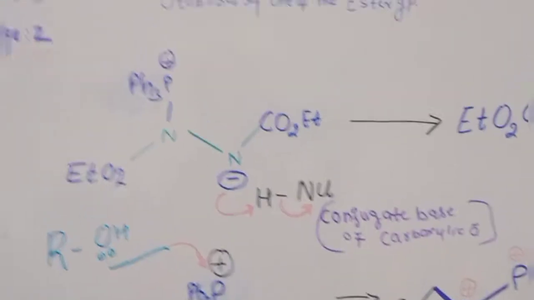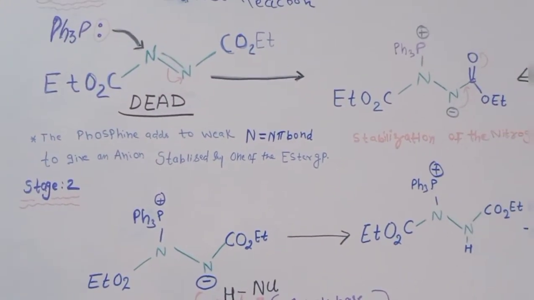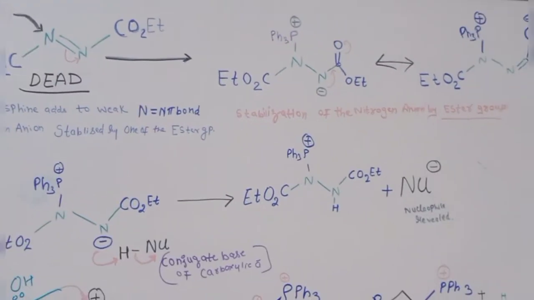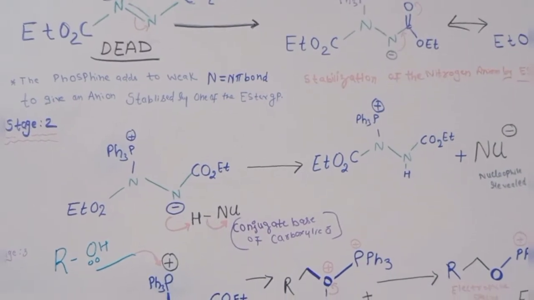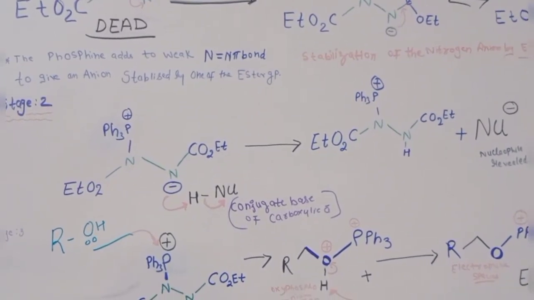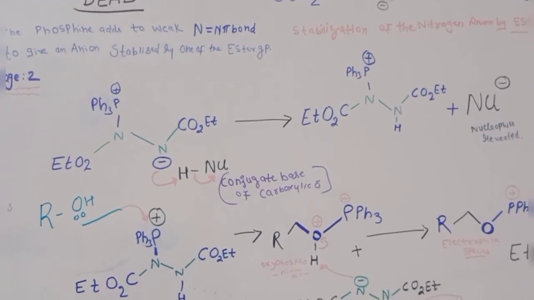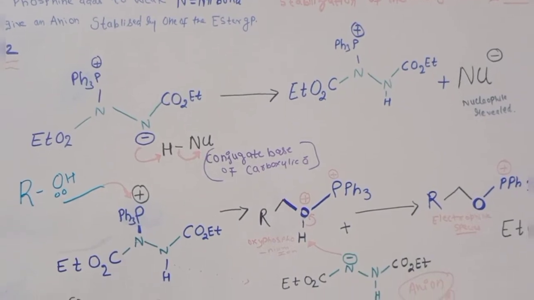Okay, so you can see all the steps I have written here. The first step, I hope it is very clear: phosphine will attack the DAD, then we have an anion which gets stabilized by the ester group. Then we start the second reaction with the anion. This anion will abstract the proton of our conjugate carboxylic acid, and we will have a positively charged phosphonium derivative, and our nucleophile is released.